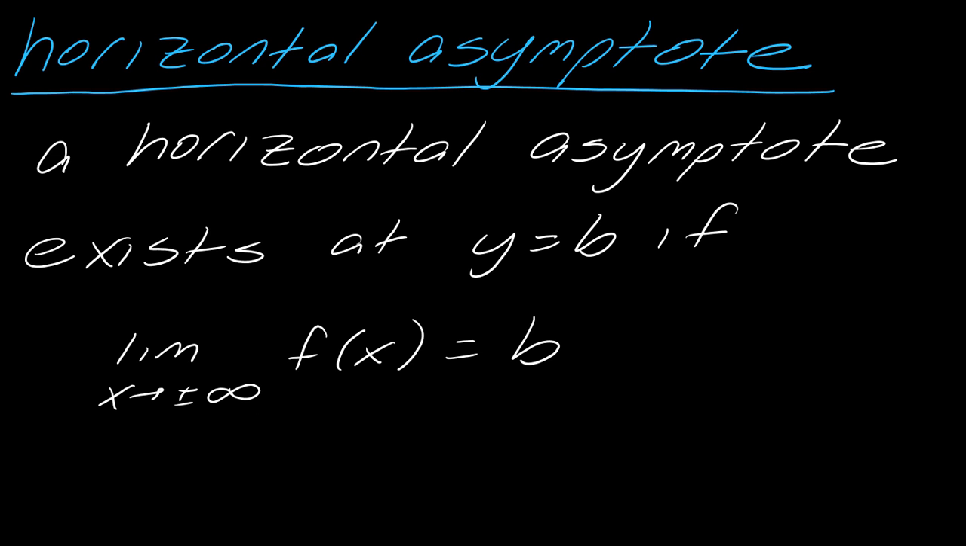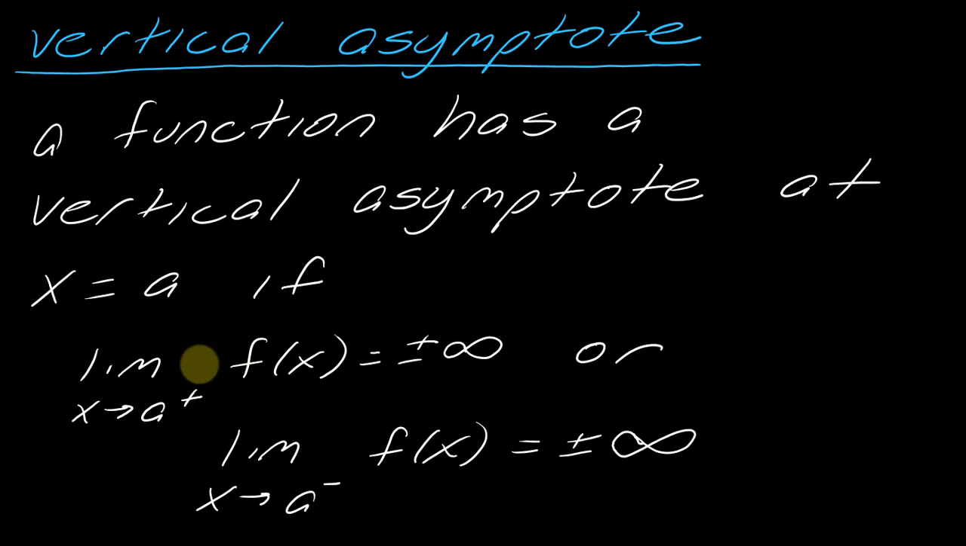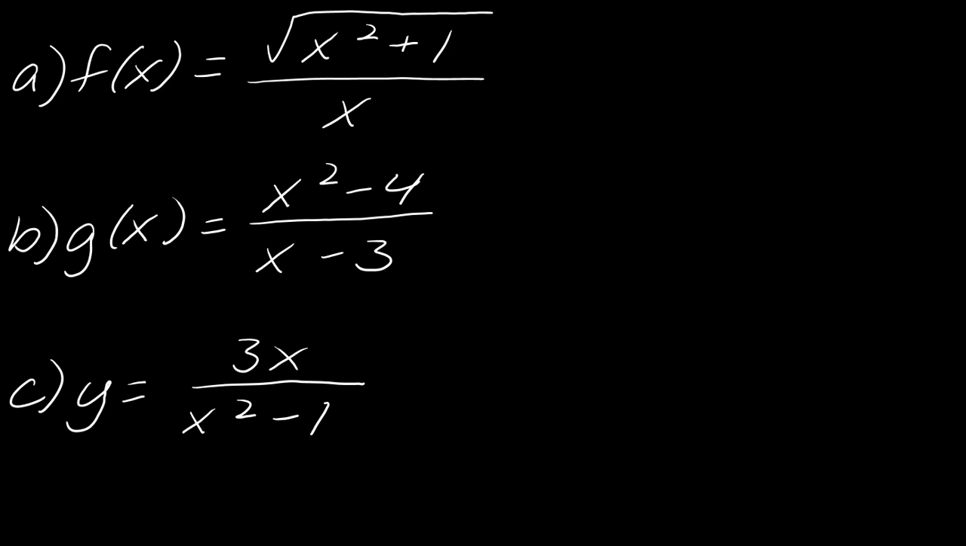So just as a reminder, for a horizontal asymptote, we're going to be looking for limits as x goes to infinity. And then for vertical asymptotes, we're going to have the limit as x goes to some number, and usually that number will be on either the left or the right. So these are the three examples I'm going to go through.